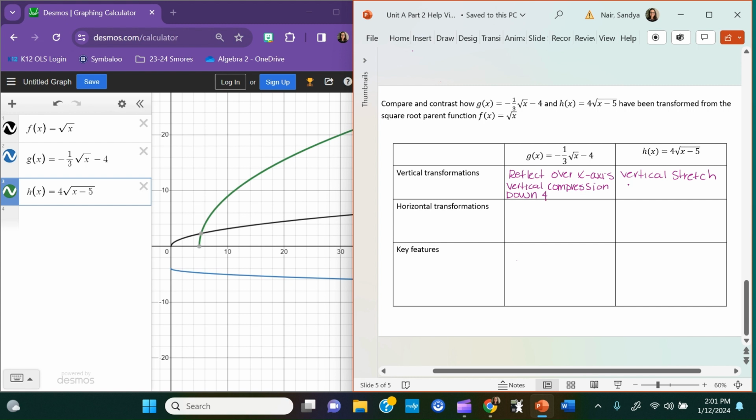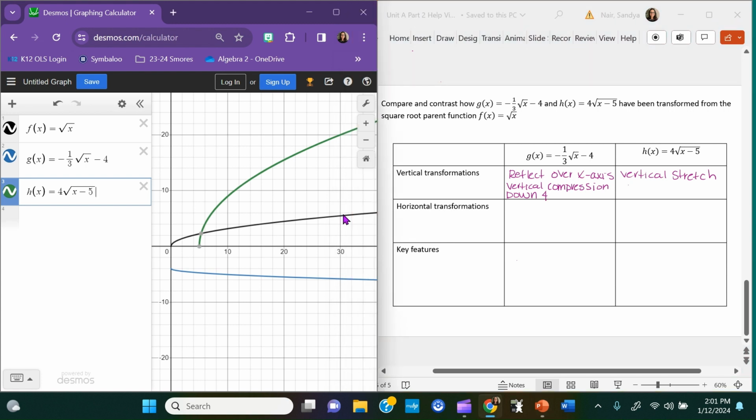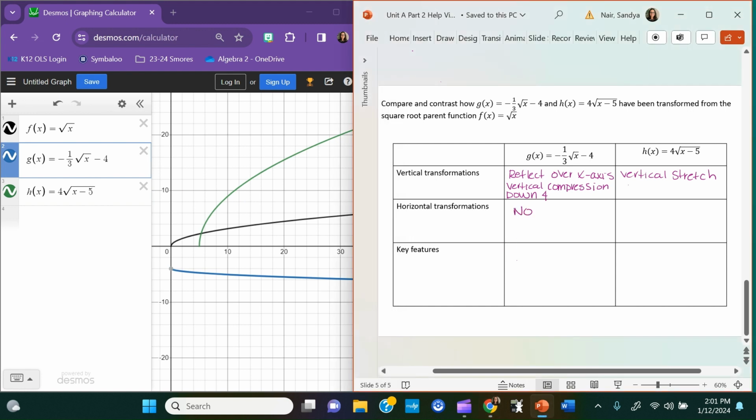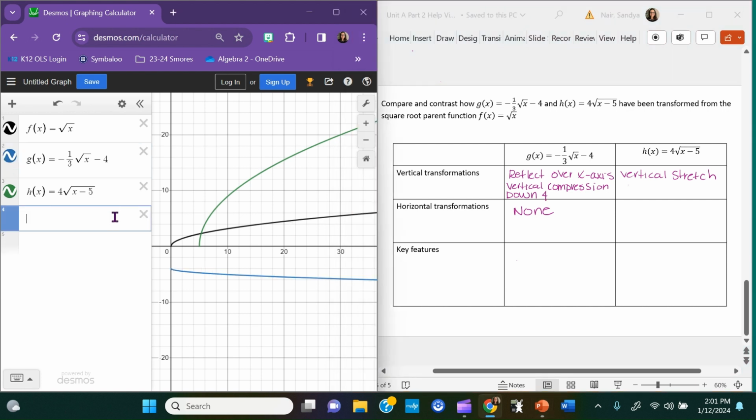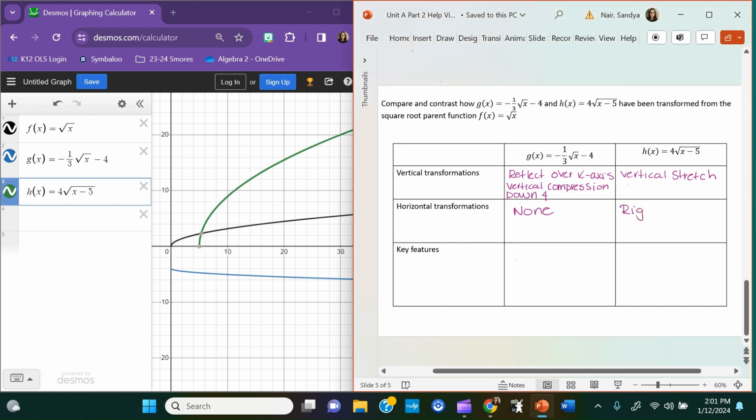So now let's look at the horizontal transformations of g of x. Remember, it's going to be what we see under the square root. Notice that this has actually no horizontal transformations, so we would say none. And let's go to the second function, 4 square root of x minus 5. You can see that it does have that x minus 5. If we look at the graph, the effect is that the graph has been shifted to the right 5 units. So we have a horizontal shift.